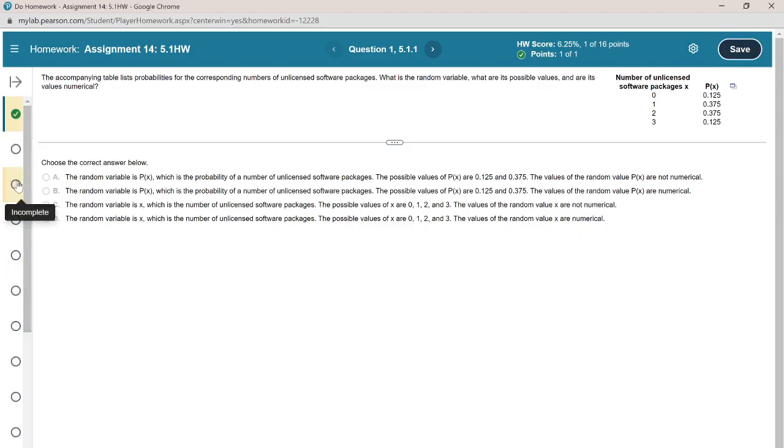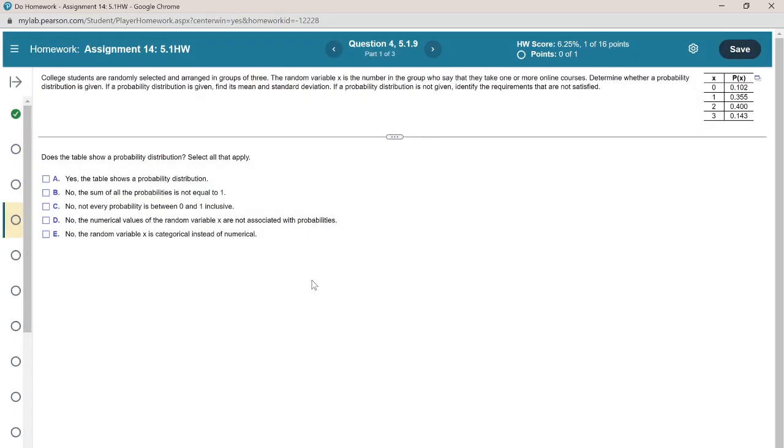So let's go to the next problem. Okay, this one. Again the data is given here. College students are randomly selected and arranged in groups of 3. So each group has 3 students. The random variable X is the number in the group who say that they take one or more online courses. So in those groups, the probability that 0 of them take an online course is 0.102, from the data we collected or whoever collected. Determine whether a probability distribution is given. If a probability distribution is given, find its mean and standard deviation. We're going to talk about how we are going to find that. But the first question I want you to look at here is, is this a probability distribution?